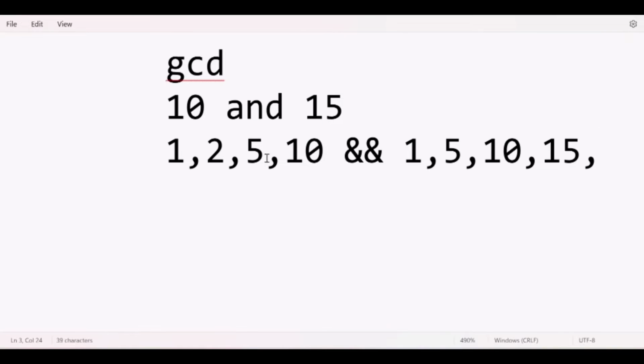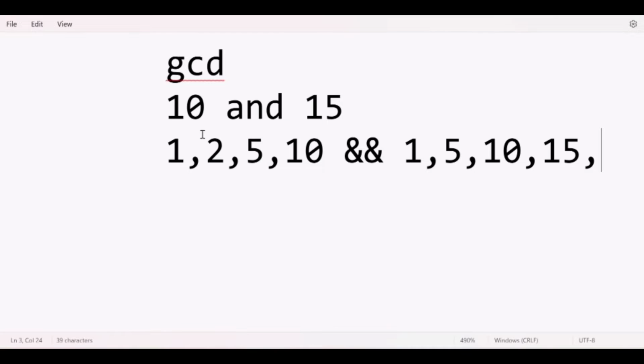Right? See, observe what are the common factors for the factors of 10 and the factors of 15. We are able to find 1 is in both, and 5 is also in both, right? So compare these two numbers. 5 is the greatest, right? So for 10 and 15, 5 is the greatest common divisor.